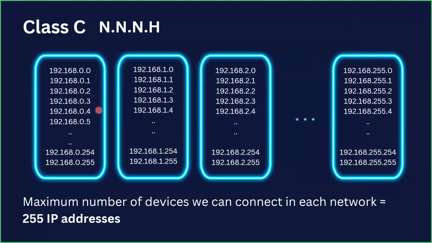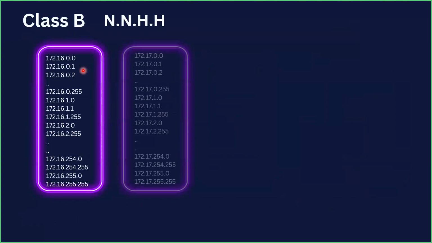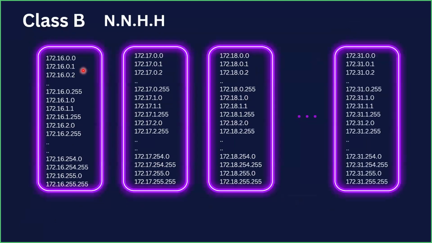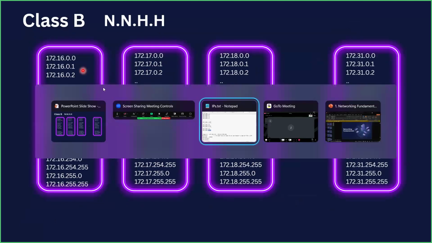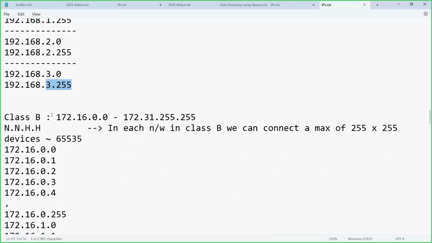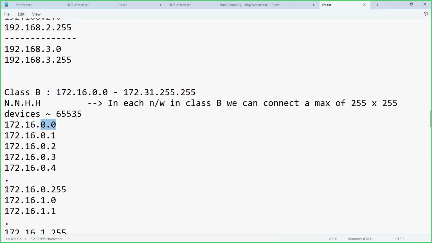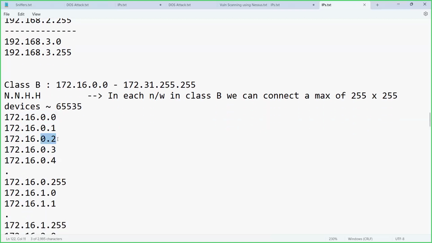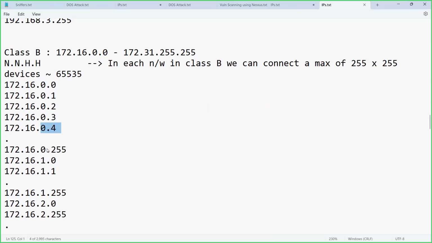Moving on to the next class now. When you talk about class B, there's two network portions and two host portions here now. Okay. So now, you all must have known that class B private IP starts at 172.16.0.0. Okay. That's the first private IP in class B. First two portions are the network portions. Last two portions are the host portions. Okay. So after 0.0, you have 0.1, 0.2, 0.3, 0.4, goes up to 0.255.